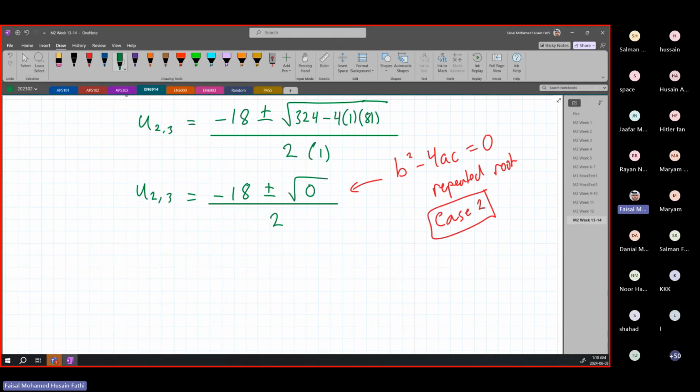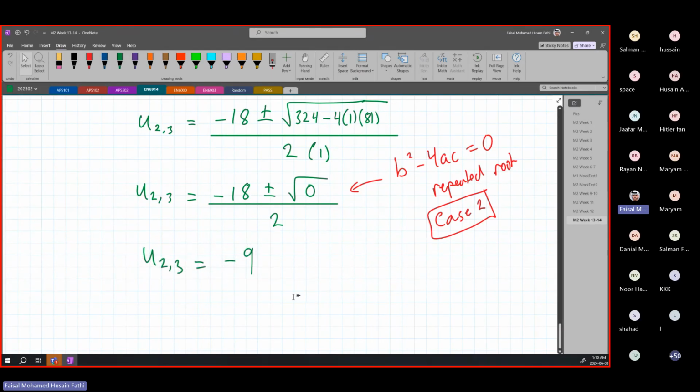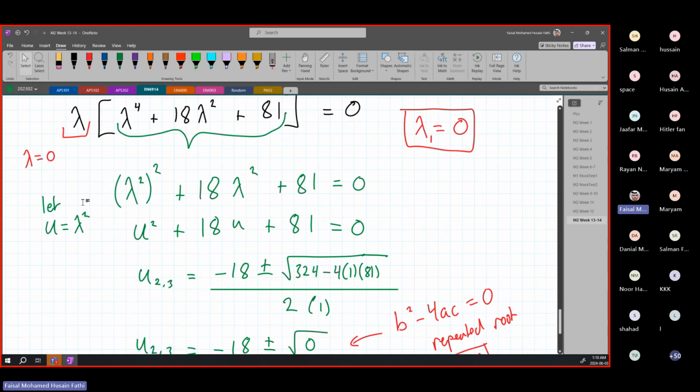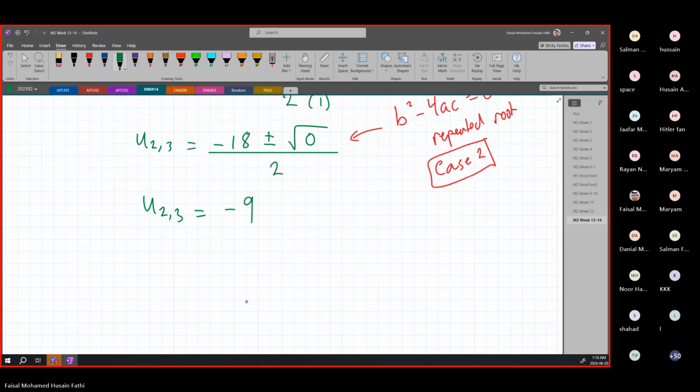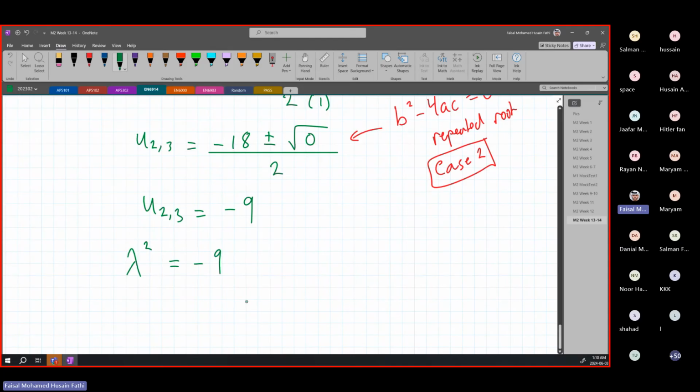So we know that u23 is going to be equal to minus 18 over 2, which is minus 9. That means we have two values for u2 and u3. However, if we look at it from the case of lambda, if we substitute lambda back in for u, we are going to get lambda squared is equal to minus 9. All right? This is already a repeated root. So we can say that lambda 2 is equal to minus 9 and lambda 3 is also equal to minus 9. It is a repeated root, squared, of course.